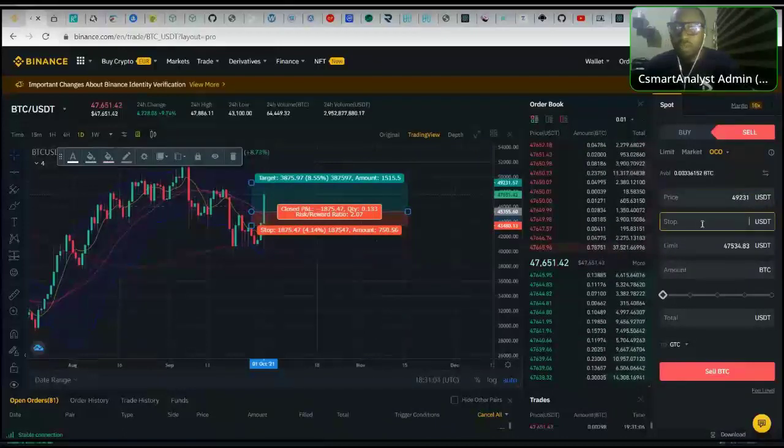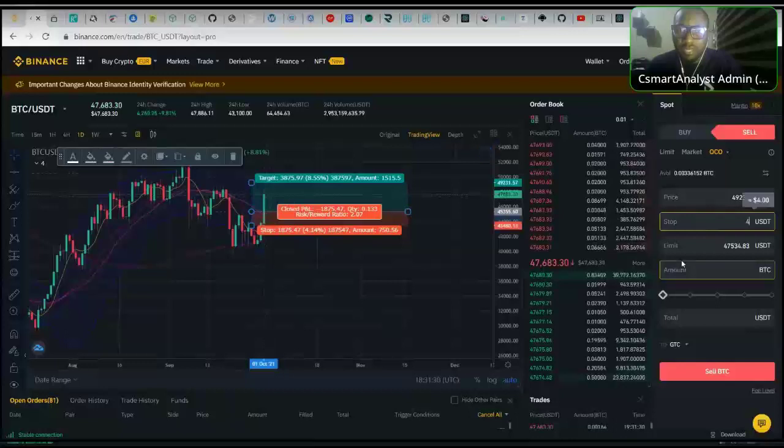49,231. Then stop loss. I entered here, so I'm already in profit. My stop loss is going to be below the current market price, which is 47,700. This one is the stop, this one triggers. This is the major stop loss. This one is the limit stop loss. So I'm going to place my stop loss at around 47,400. That is, if Bitcoin starts dumping back and it hits 47,481, it should trigger to sell.